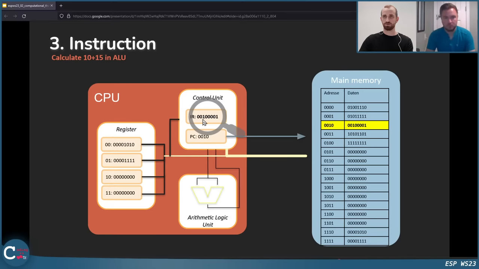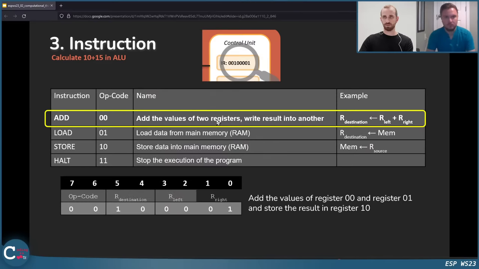Now we have 00100001. And this then is an add instruction. So the first two bits are 0, which means the operation code is 00. And this instruction is different to before, where we loaded data. We now want to add: we add two register values.